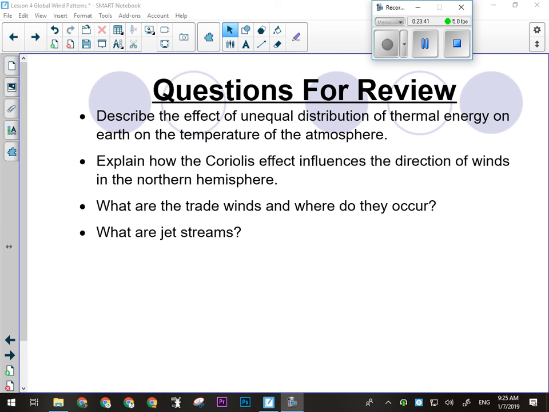Use both terms when you're describing that on a test. The second law of thermodynamics says that energy has to be distributed, and flow from hot to cold. Convection is the mechanism by which that's going to happen. We're going to call that convection, that movement of air, wind. Okay, everybody all right with that? Now, the other part of that unequal distribution is that there's also latent heat that's got to move.